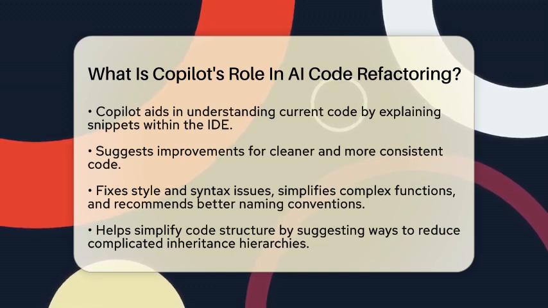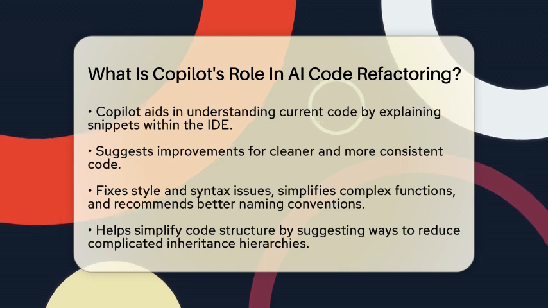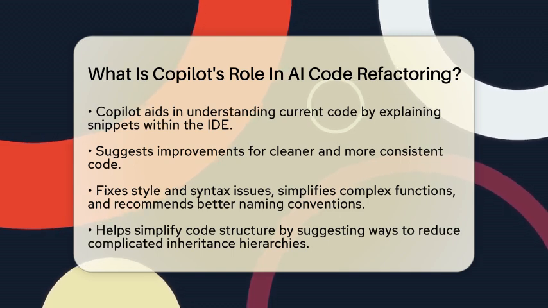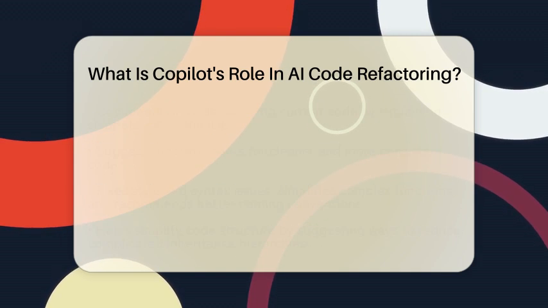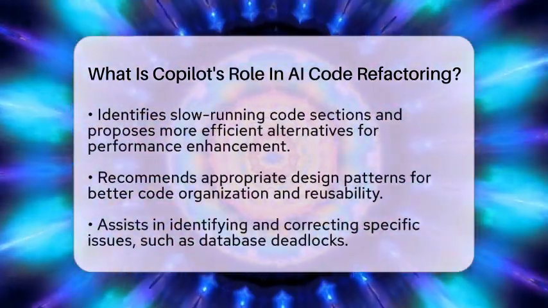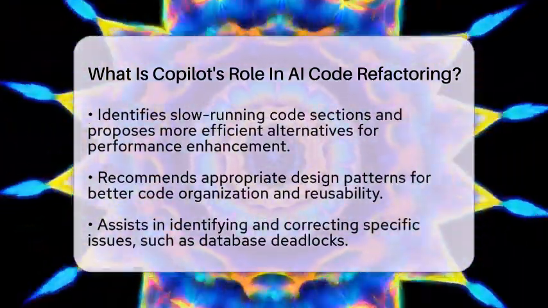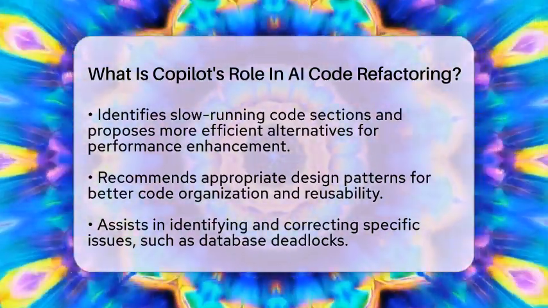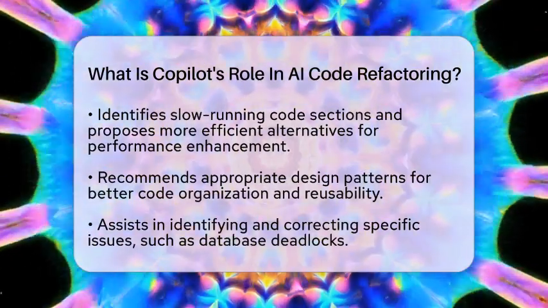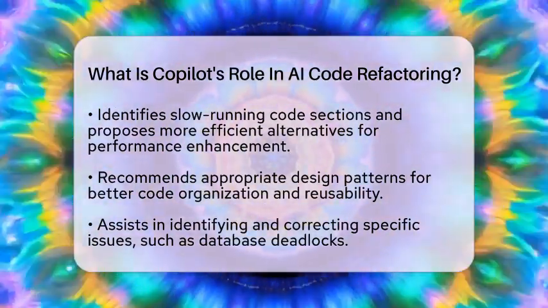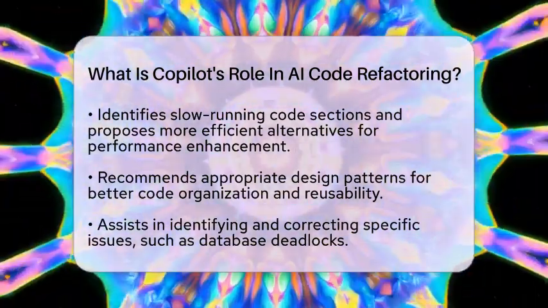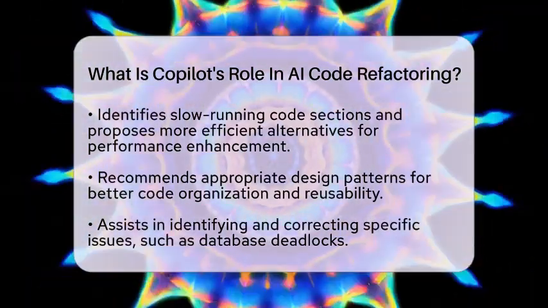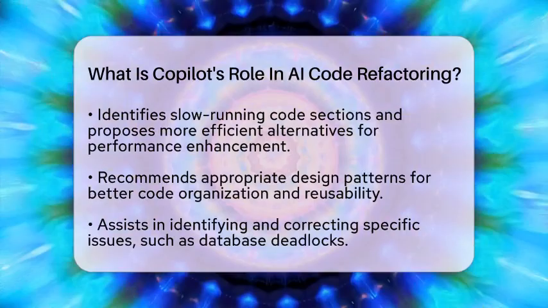When it comes to design, Copilot can recommend appropriate design patterns. These patterns help organize your code better, leading to more robust and reusable solutions. This is particularly useful when you are trying to maintain a clean code base. If you encounter specific issues, such as database deadlocks, Copilot can help identify and correct these problems. It suggests safer ways to handle database operations, ensuring data integrity.